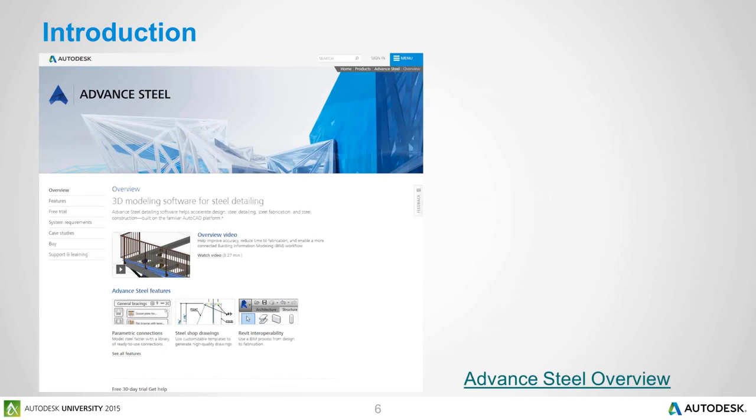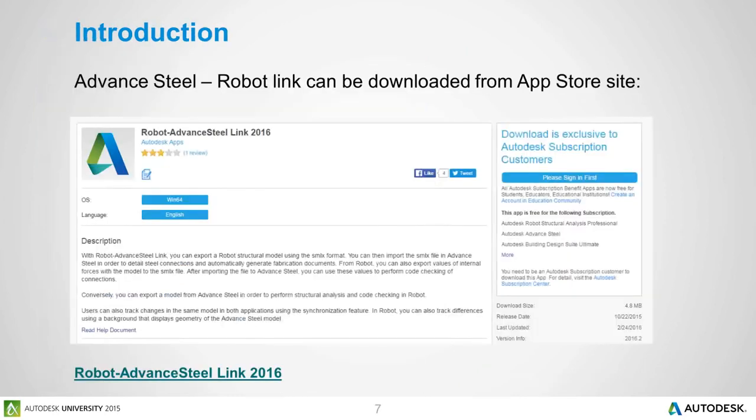Advanced Steel is a 3D modeling software for steel detailing, and you can get more information about this program or access its trial version under the link shown on this slide. Advanced Steel Robot Link is available for download from the Autodesk App Store site for customers with a valid subscription.